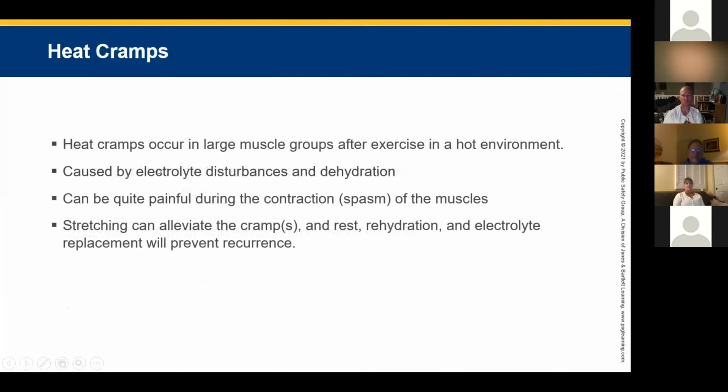Okay, heat cramps occur in large muscles. We already talked about that. Caused by, what is this word? Electrolyte disturbance and dehydration. So when we're talking electrolytes, what does that mean? Give me some examples of electrolytes. Potassium. Gatorade, Powerade. Sodium. Potassium. How about magnesium? Yep. Sodium. What else? Yep.